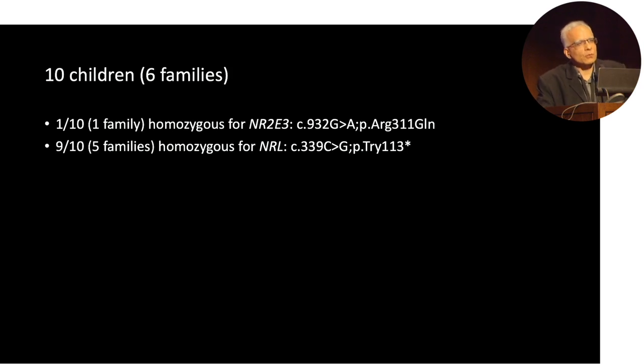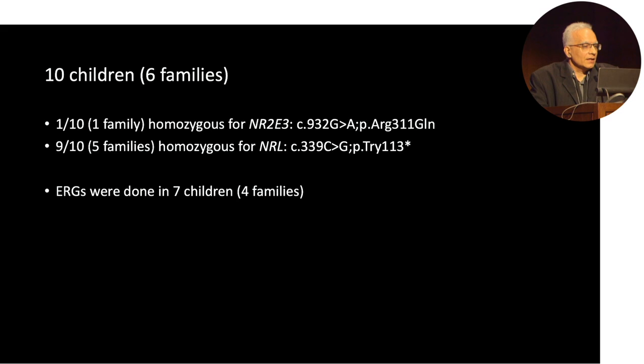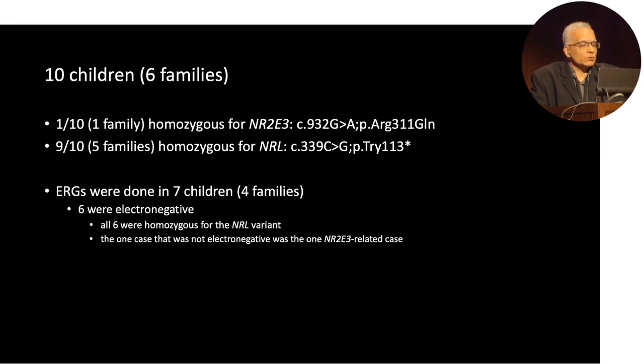Only one of them was homozygous for NR2E3. The other 9 were homozygous for the same NRL variant, and I didn't realize this until I went back and looked at it. ERGs were done in 7 children from 4 families. 6 were electronegative. All 6 were homozygous for the NRL variant. The one ERG that was not electronegative was in the patient who had the NR2E3 mutation.